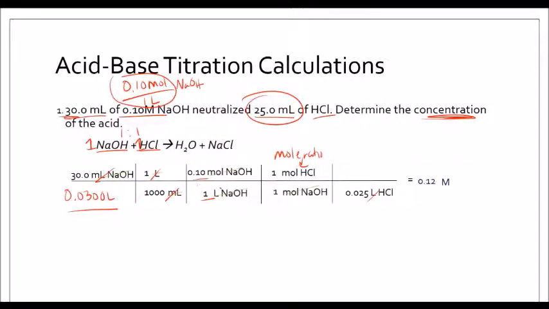Milliliters, milliliters, liters, liters, moles of NaOH, moles of NaOH. Now we're left with moles of the hydrochloric, and we're left with our liters of hydrochloric. So this could be written also as moles per liter hydrochloric, or you can write it as 0.12 molar with the big M like that. Either way it works. So this is an example where it's 1-to-1.